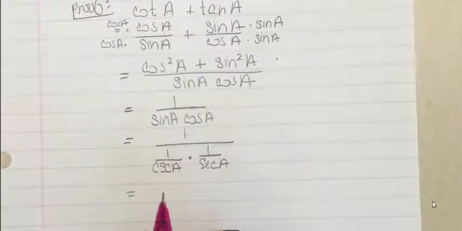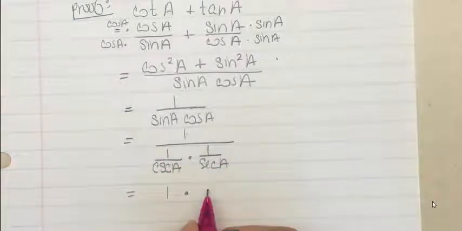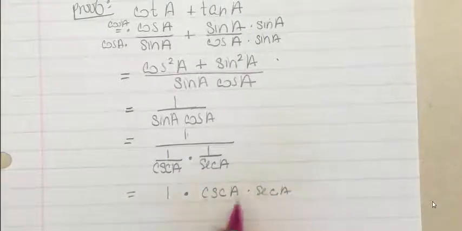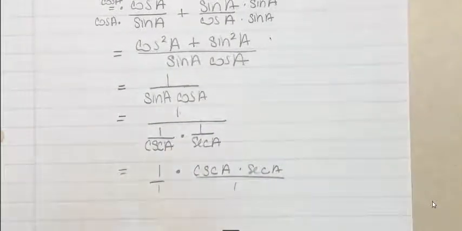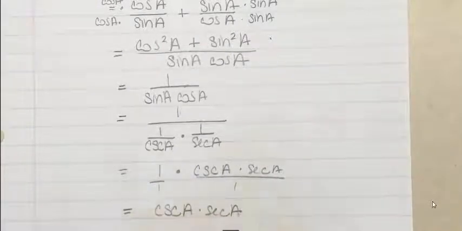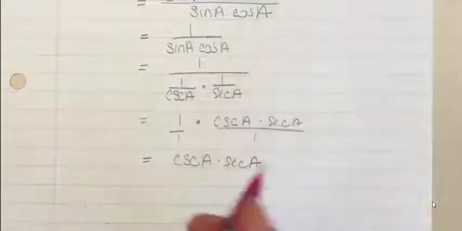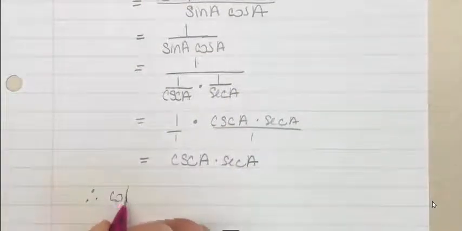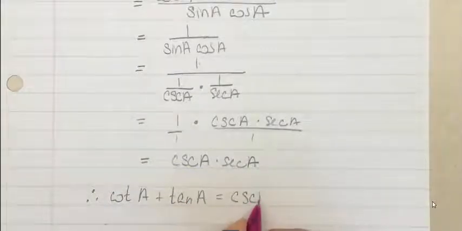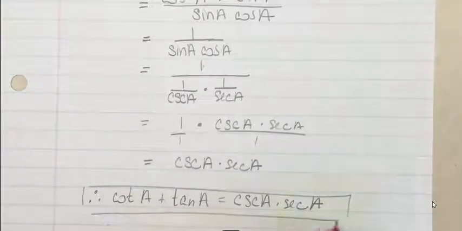So if you think about this, you really have 1 divided by this, or we're going to multiply by the reciprocal of that, which is cosecant A times secant A, and that's all over 1. So I'm left then with cosecant A times secant A. And that's exactly what I was trying to get. Therefore, I can say that cotan A plus tan A is the same thing as cosecant A times secant A, and I proved it.